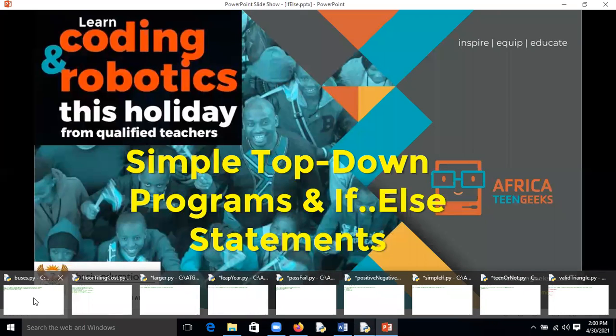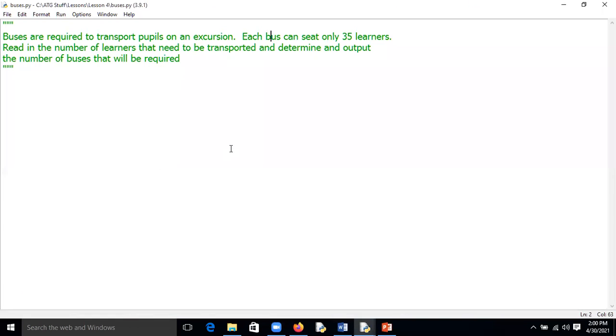Looking at our first question, we're going to be using some of our built-in functions that we did yesterday and the day before. The question given is: buses are required to transport pupils on an excursion. Each bus can only seat 35 learners. Read in the number of learners that need to be transported and determine and output the number of buses that will be required. So basically, if we have 35 learners, we would need one bus.